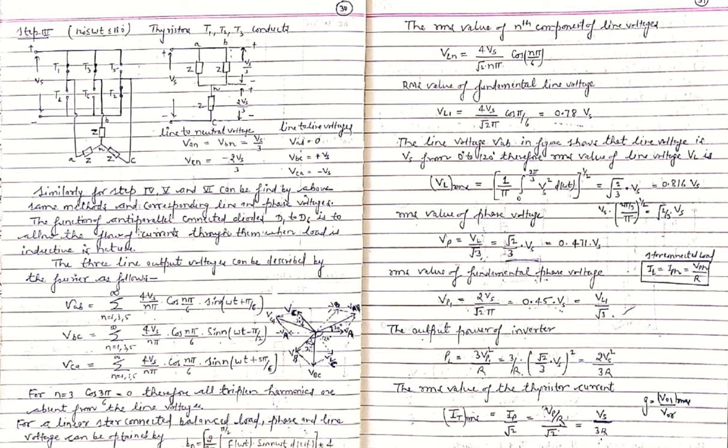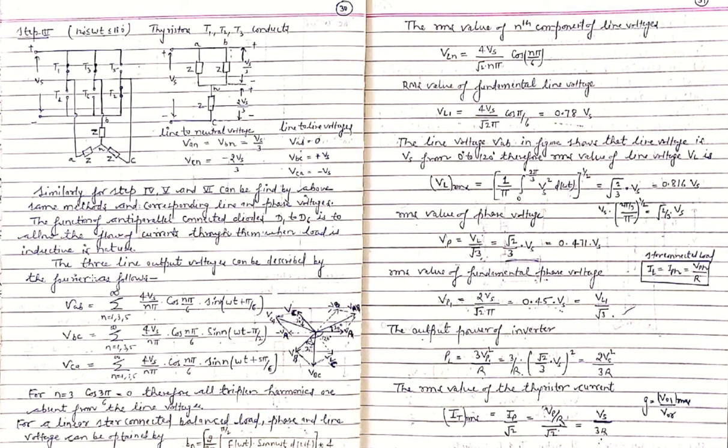The function of the anti-parallel connected diodes, that is D1 to D6, is to allow the flow of current through them when the load is inductive in nature. So here the load is not inductive, it is purely resistive. So diodes D1 to D6 do not come into the picture.